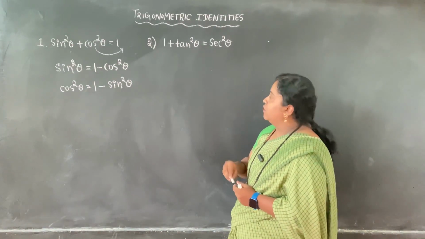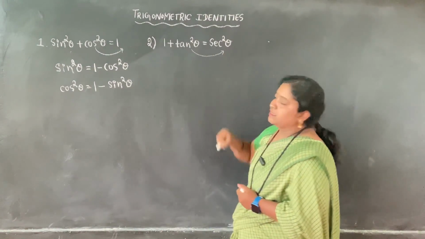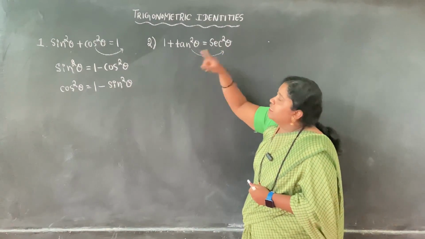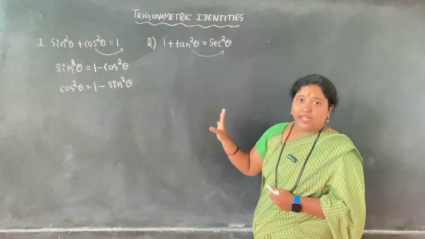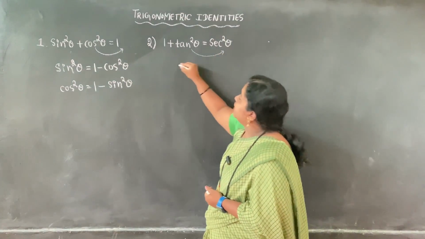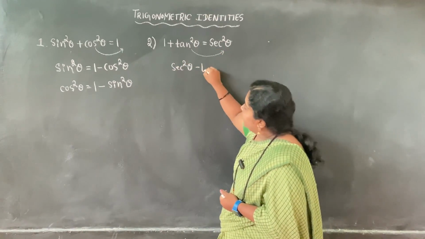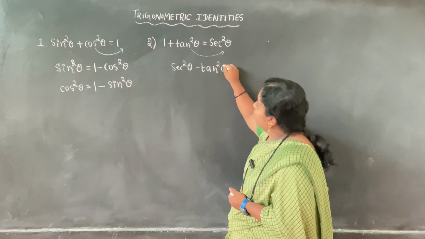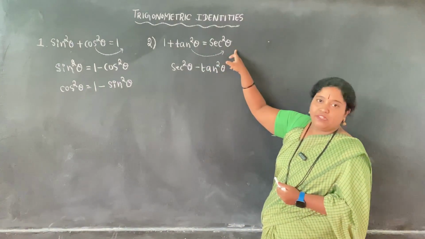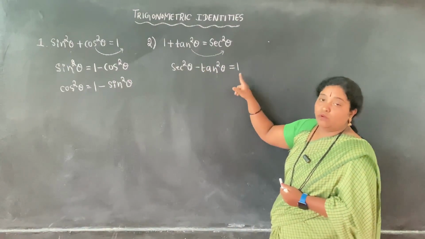First understand it. Now what I'll do, I will send tan square theta to this side. If I send tan square theta to this side, positive tan square will become negative tan square. Now if I rearrange the equation, what will I get? Secant square theta minus tan square theta is equal to 1. Yes or no? So if I send the tan square to this side, it becomes secant square theta minus tan square theta is equal to 1.